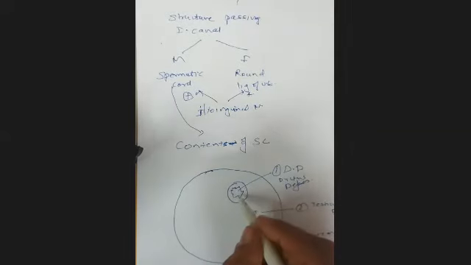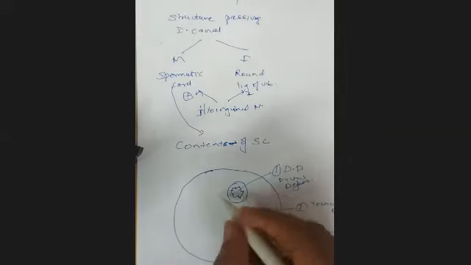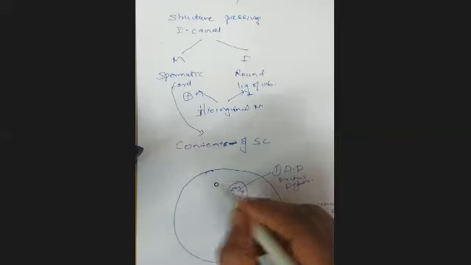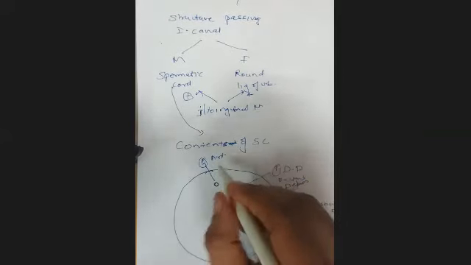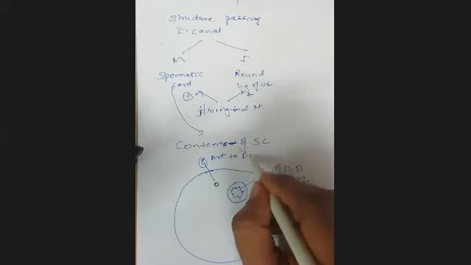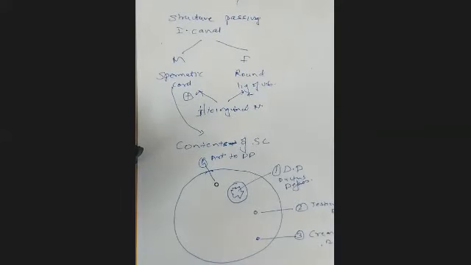Then this whole ductus deferens has so many structures. To supply that, we need one more artery. So the artery to the ductus deferens.